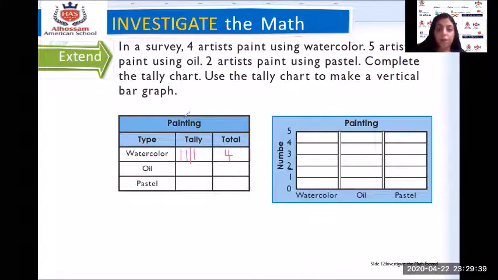For oil, 5 for oil. 1, 2, 3, 4, 5. So here I'm going to write 5. For pastel, 2. 1, 2.